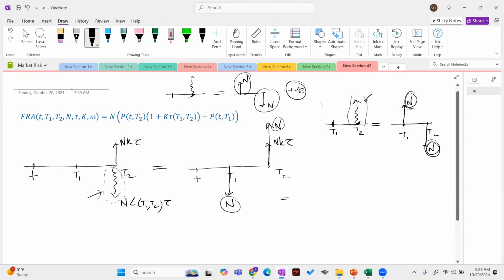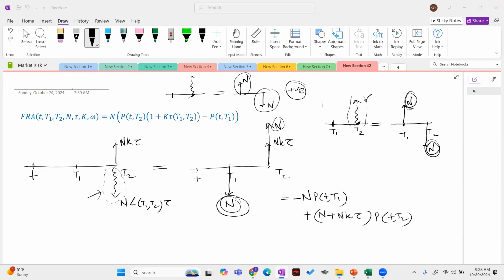And this is equal to what? Look at this, these are now all fixed. N discounted to today is negative because it is an outflow, and the inflow is N plus N K tau discounted to today. Is this the same? Check it out. You can take N common. It will be 1 plus K tau discounted by P(t, T2) and minus P(t, T1), whole times N.